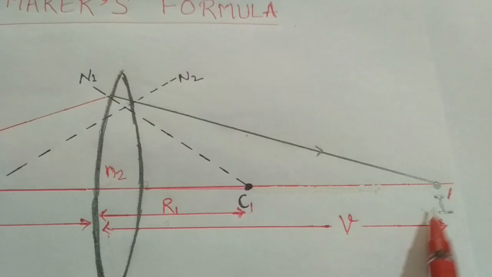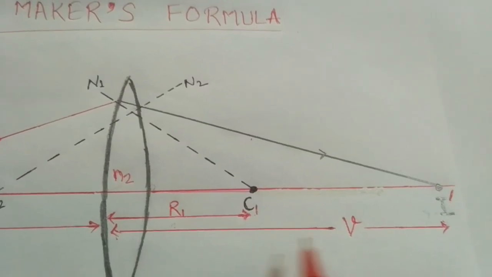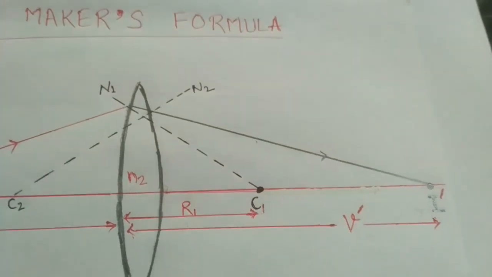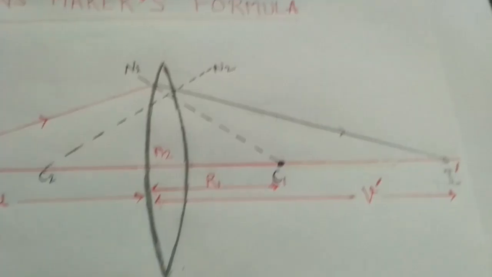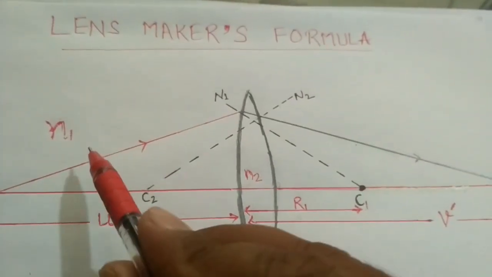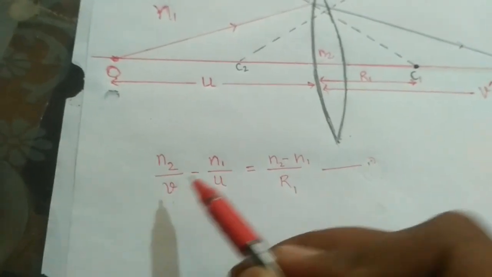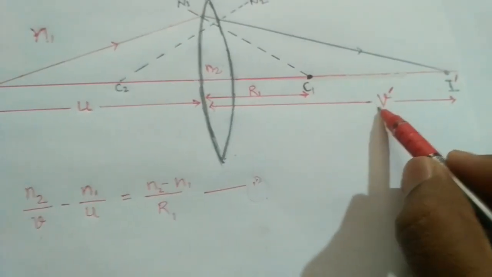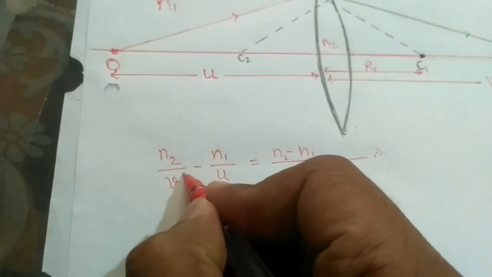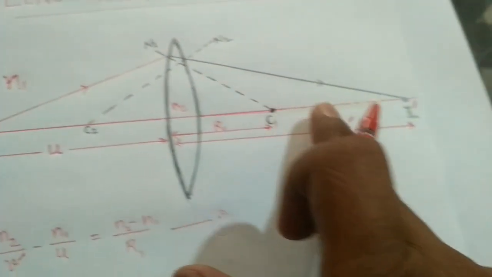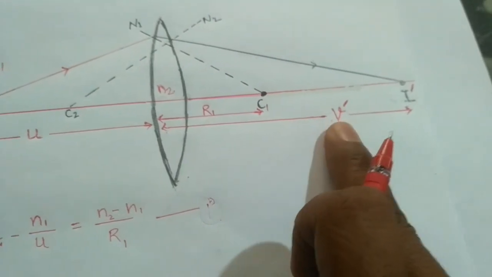So this will be virtual image I dash now. So this distance is not real anymore. So I'm naming this also V dash, not real anymore. So N1 to N2 when it was, I had written N2 upon V. So this was V. Now this V is now V dash. Remember this, for this surface the image is virtual, so the distance changed to V dash.